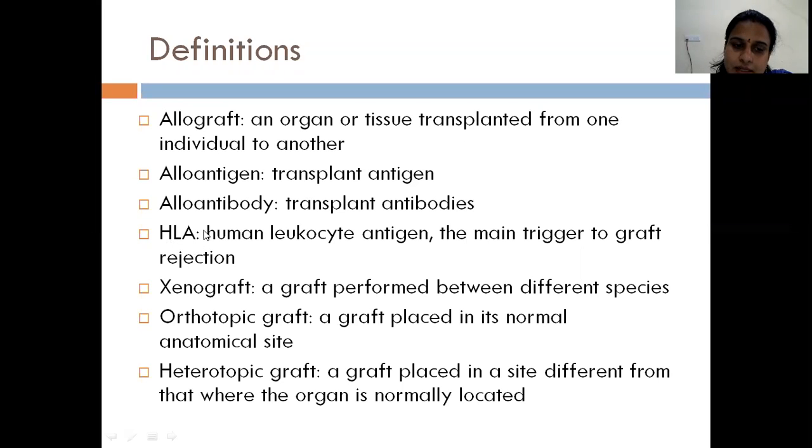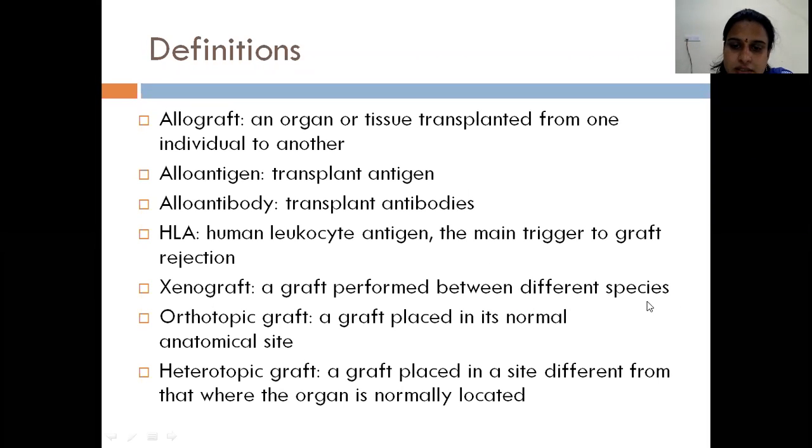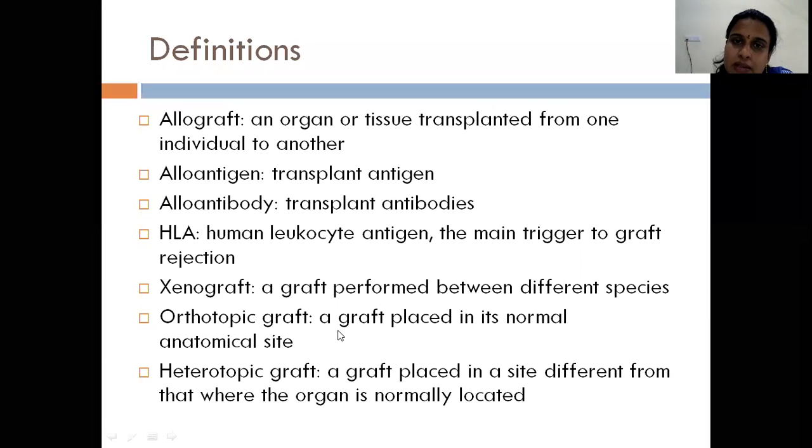One important term is the human leukocyte antigen, HLA, which is the main trigger to graft rejection, seen as a major histocompatibility complex. Next is a xenograft, that is a graft performed between two different species. So there is a difference in species. One important terminology is orthotopic graft, wherein the graft, that is the donor organ, is placed in its normal anatomical site.